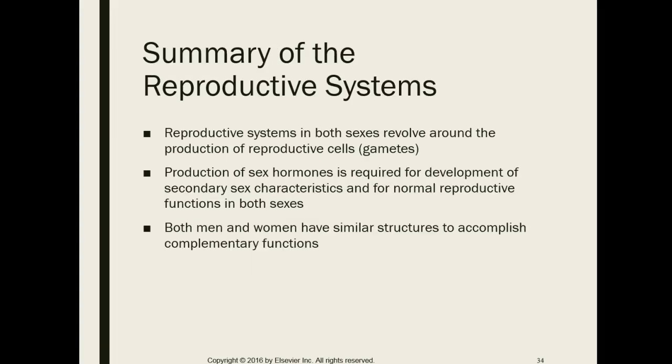So kind of a summary of the reproductive system. They're both going to revolve around the production of those reproductive cells. Both are going to play a role in the production of sex hormones required for secondary sex characteristics and normal reproductive function. And then both men and women are going to have similar structures to accomplish those complementary functions. So even though the organs themselves are different, the structures are similar as far as gonads, accessory ducts, all of that.